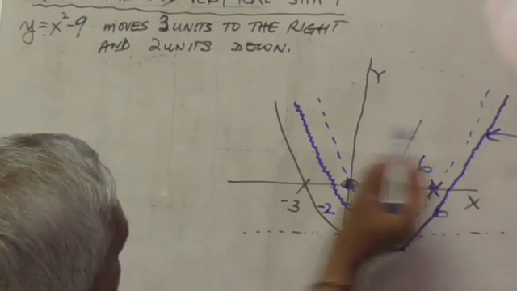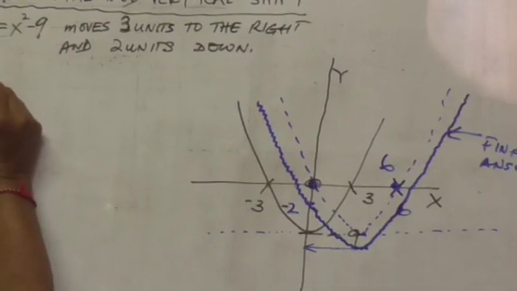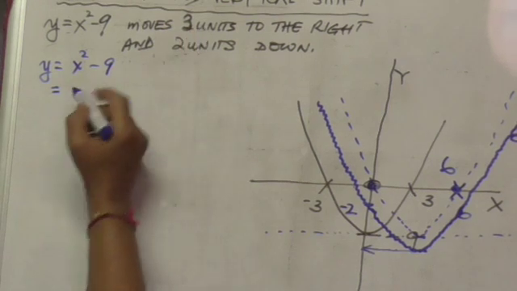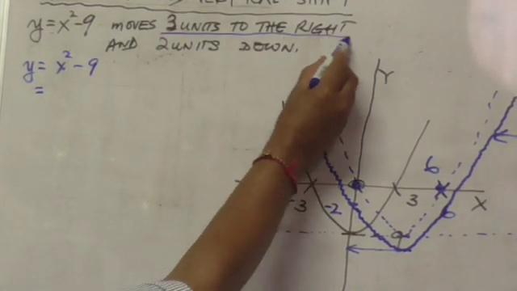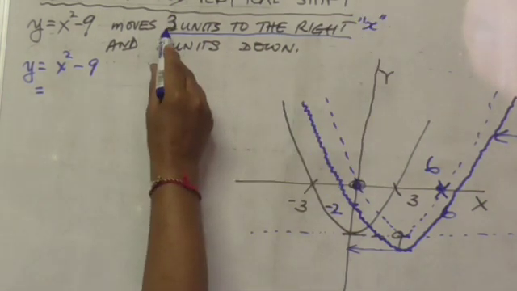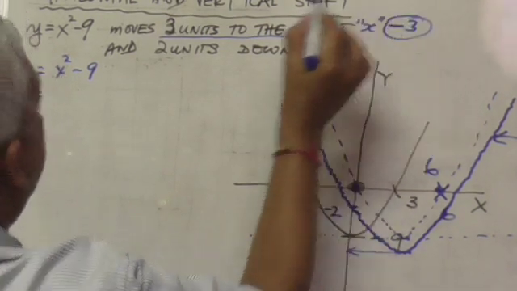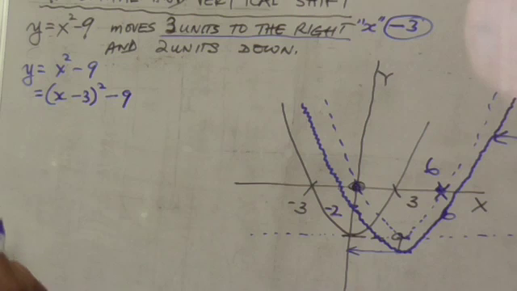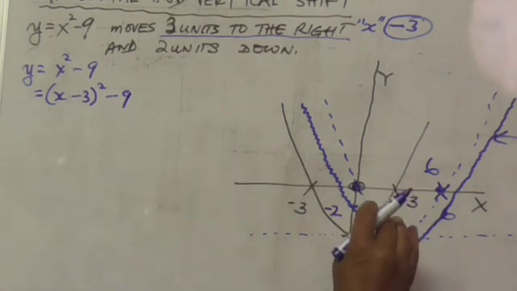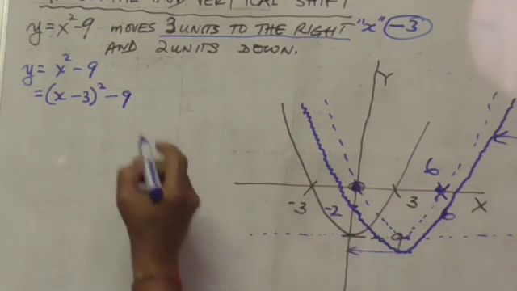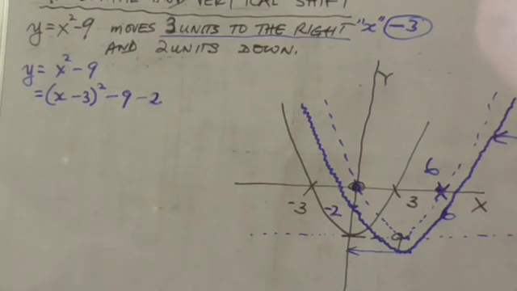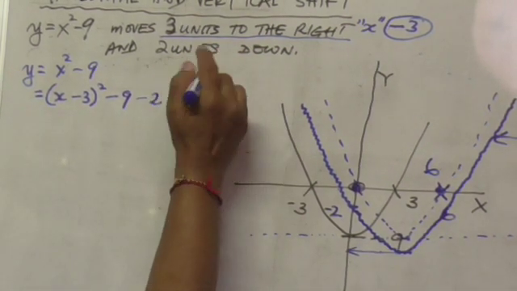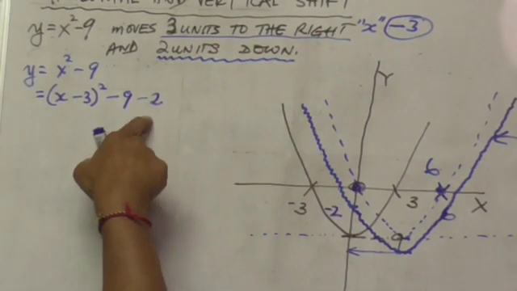Now let's see what is the equation of this new graph. Well, y is equal to x squared minus 9. Now, if it moves to the right, this affects the x. Because moving to the right, it will be minus 3. So this will be x minus 3 squared minus 9. Now, because it moved down 2 units, that will affect the y-intercept. So it will be minus 2. So this is for moving right and this is for moving down. This one affects only the c. So the c will reduce by 2.